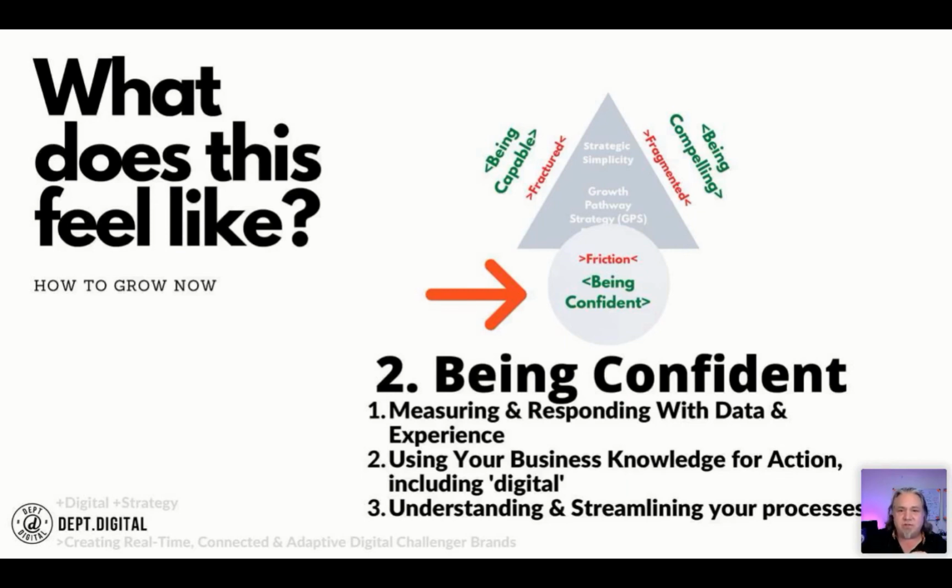Number two, using your business knowledge for action, including digital. And this is something that I call your digital genius. And this doesn't mean that you have to be an online expert, a digital guru, whatever you want to call it, right? It just means that you have to understand the pieces that are in play. You have to understand how the roadmap works. You have to understand how the strategy works, obviously, but you don't need to implement this. This is where your team comes into place, right? This is where they can implement for you because they have those specific skills.